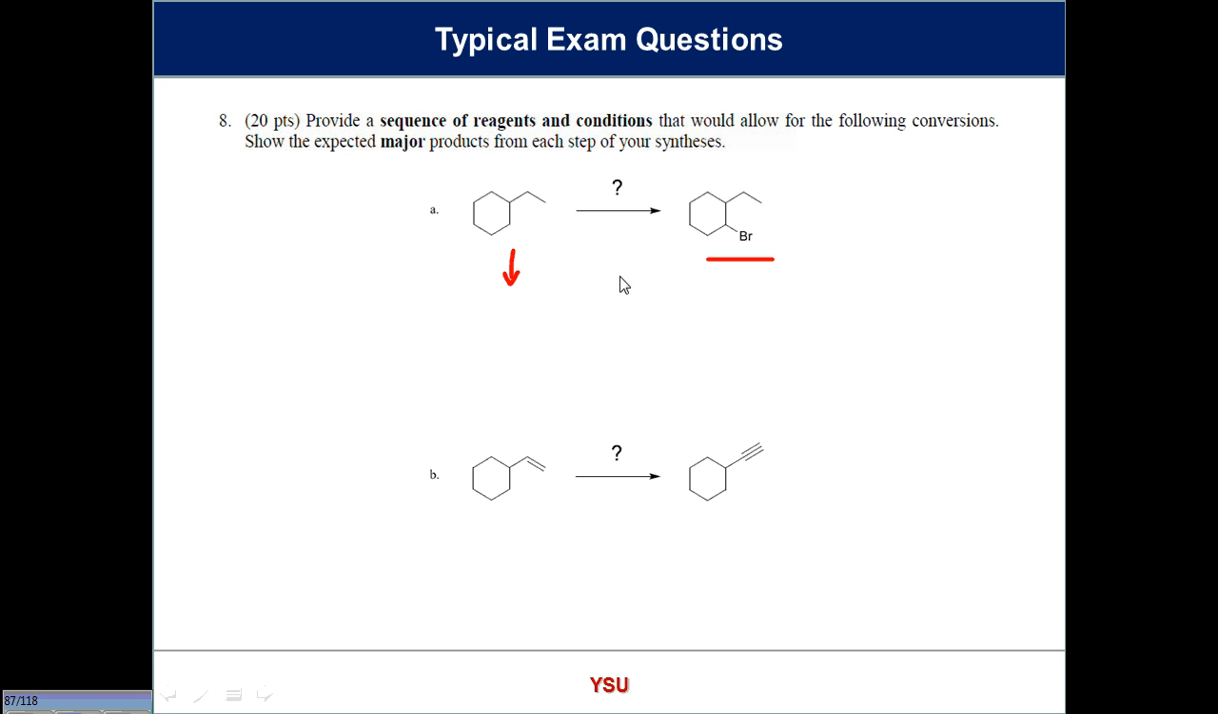Then I'm here. No, I'm not quite there yet, am I? I have a double bond, I think, here. How do you finish it off? HBr peroxides. That's all it is.